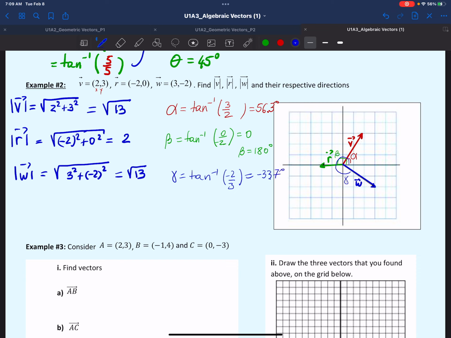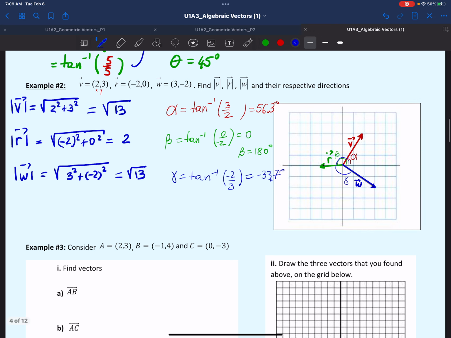33.7 degrees. So usually we express the angles using positive numbers. And obviously, again, the calculator will give us the smallest angle made with the horizontal axis. And that's the angle the calculator will give you, negative 33.7. But we'll say that the angle gamma is 360 minus 33.7, and that equals 326.3 degrees.